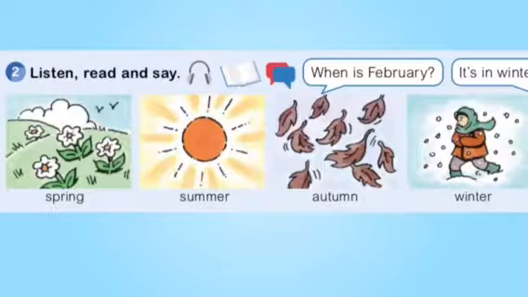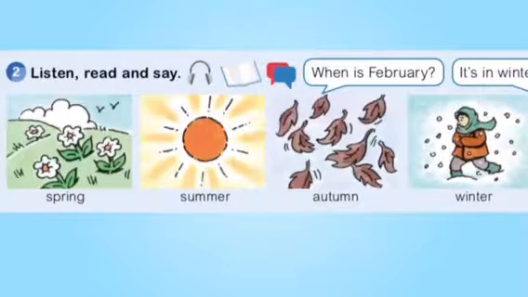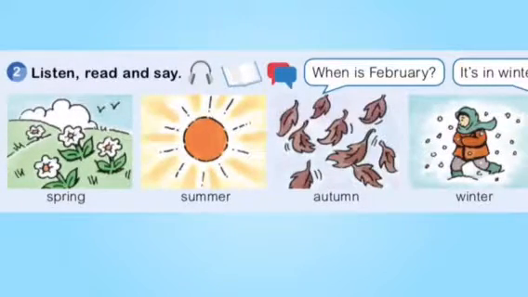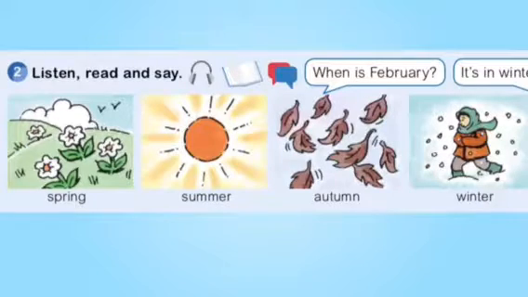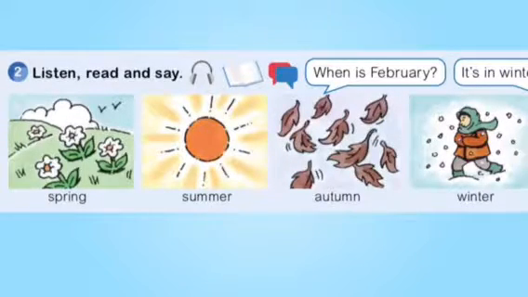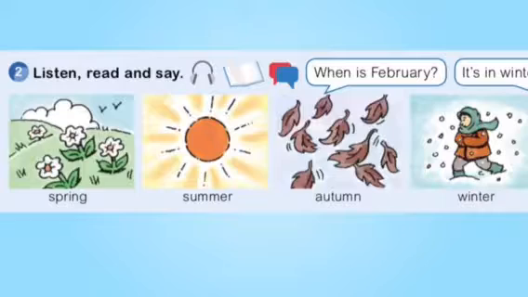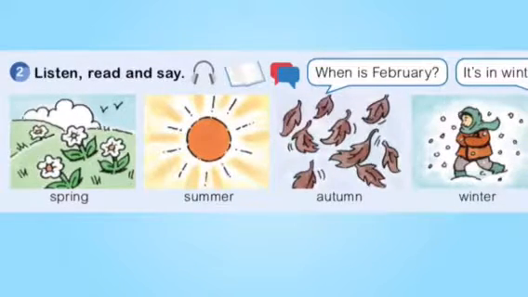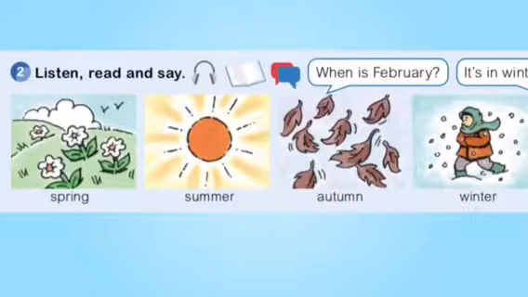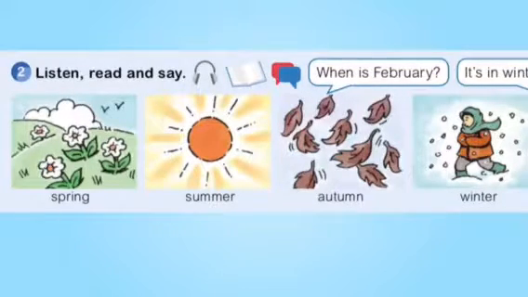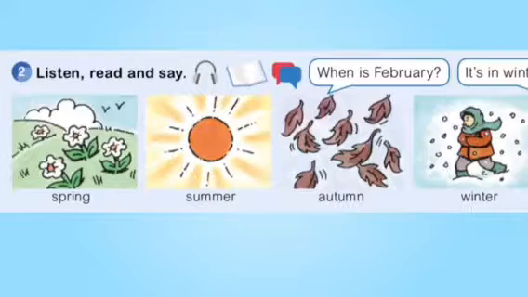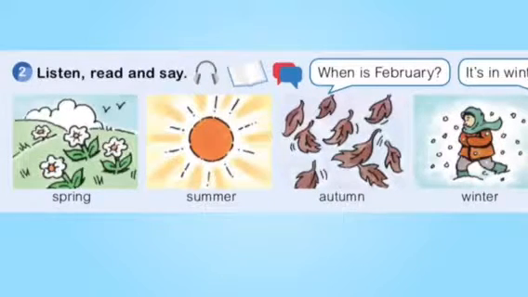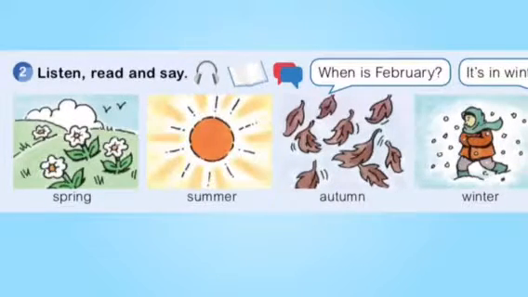Then we have autumn. And don't forget that the N is silent. We don't say it, we just write it. In the autumn, the leaves start falling and the weather starts to get colder. Then we have the winter. The weather is usually cold, and in some countries we have some snow, like America and Canada, and sometimes Britain.